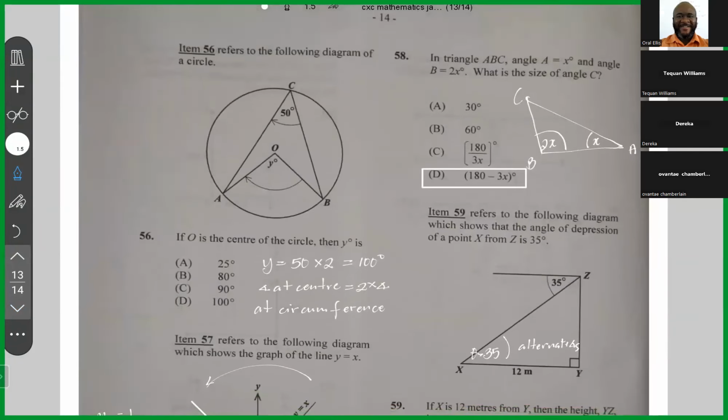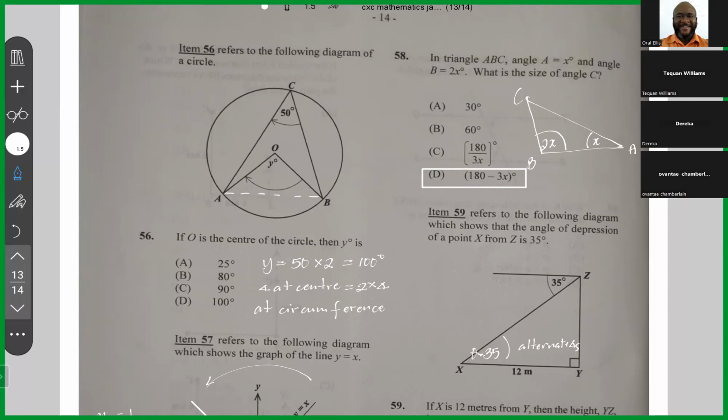All right, 56, I see people make mistakes with it, even though they know the theory. The angle Y is actually equal to 100 degrees. And the reason for that, this is circle theorem. The angle at the center, which is Y, is 2 times the angle at the circumference. From circle theorem, the angle at the center, Y, is equal to 2 times the angle at the circumference.